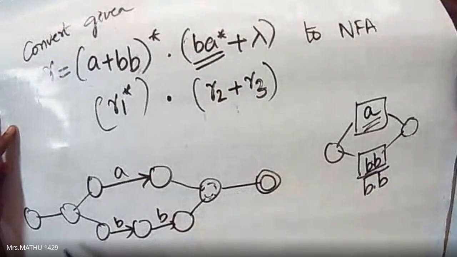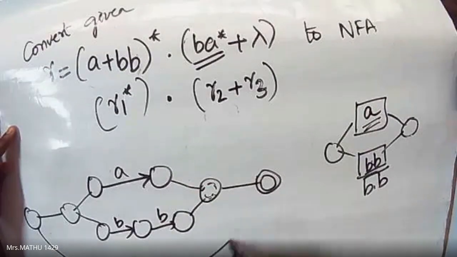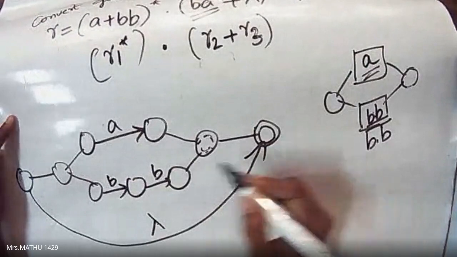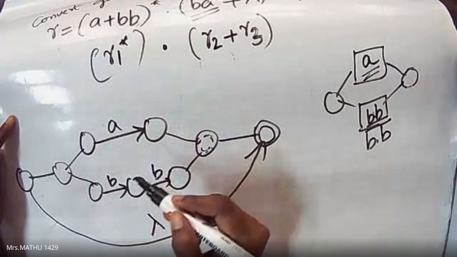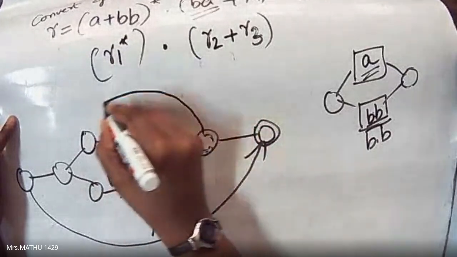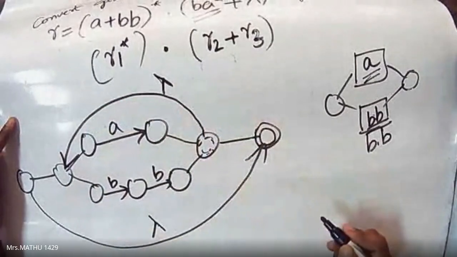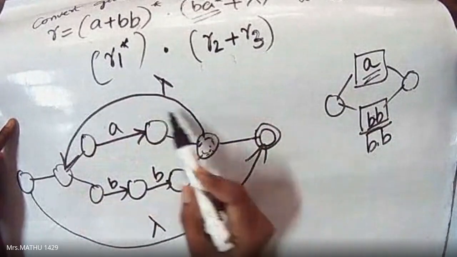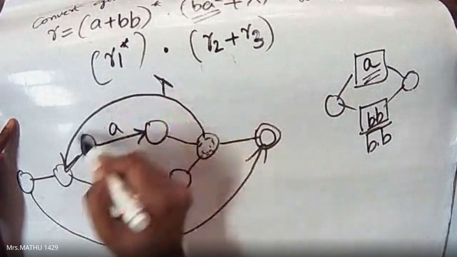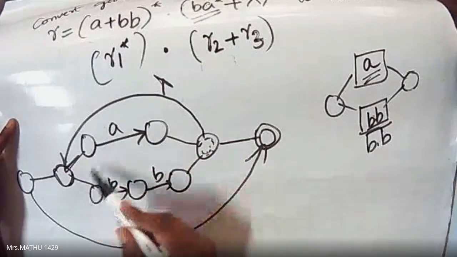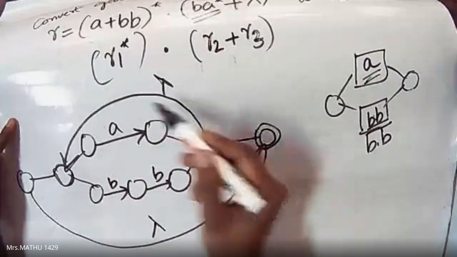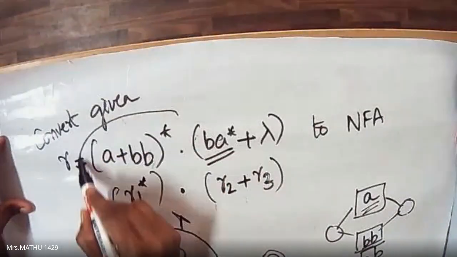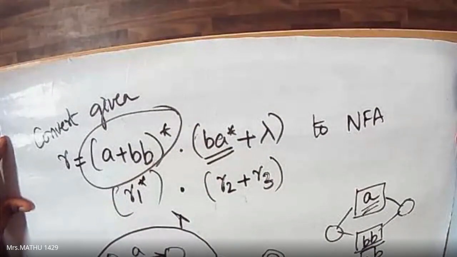How will you draw the star? If it occurs 0 times, then directly it will reach the final state using a lambda transition. Otherwise, A or BB may happen 1 time or 2 times or 3 times, so it goes on a loop using this lambda. One time it occurs, it reaches this. Again, if it occurs for the second time, it goes back using a lambda transition to this state, and again any of these may happen, and so it keeps on repeating. A loop. So this is what we have now drawn for the first part, A or BB the whole star.